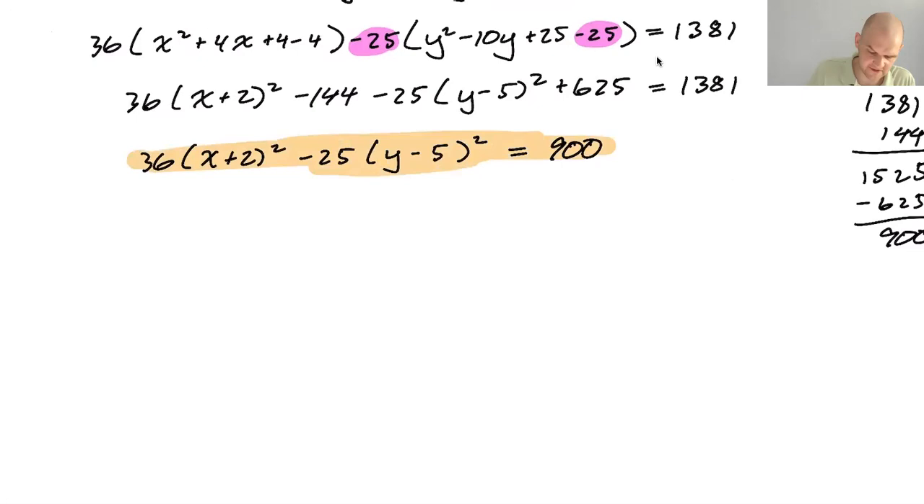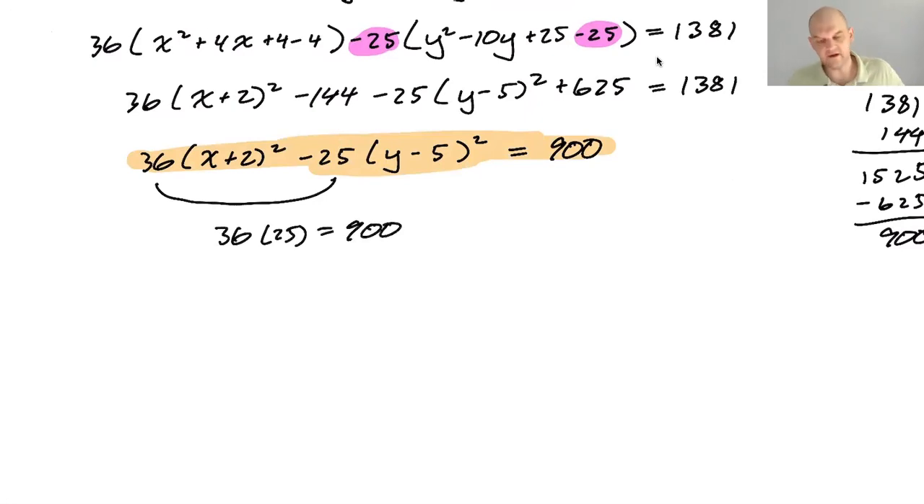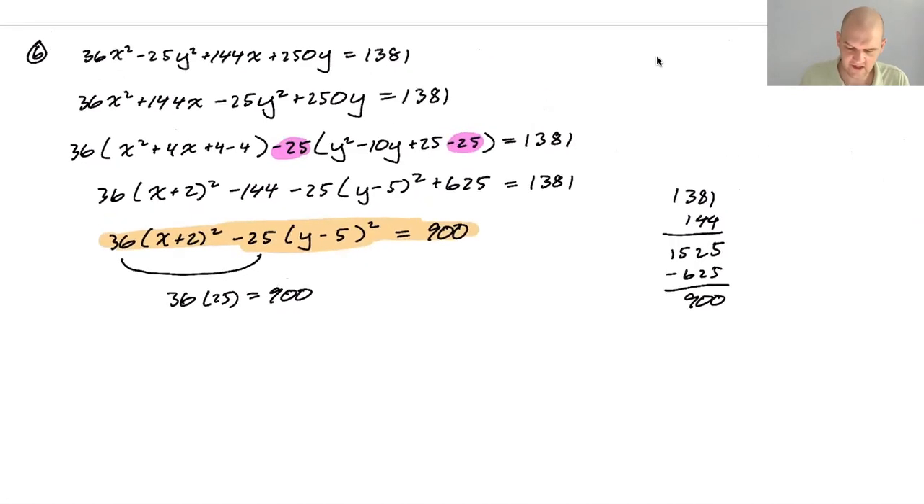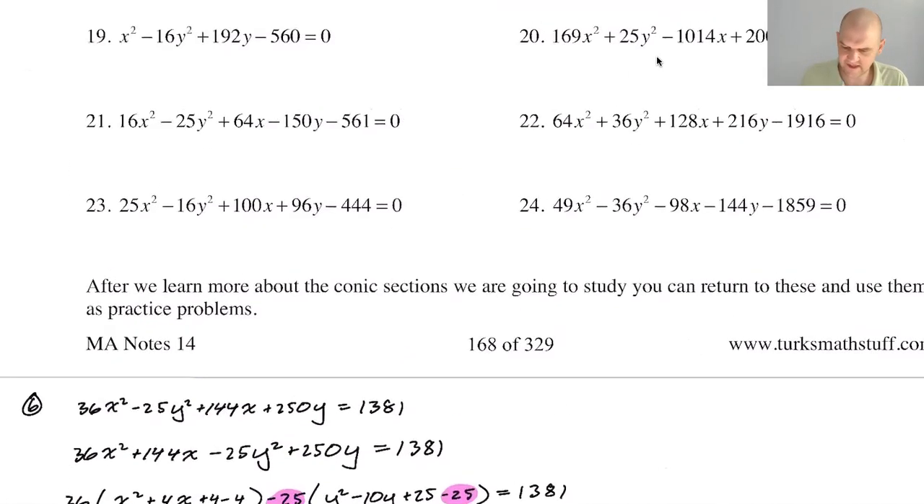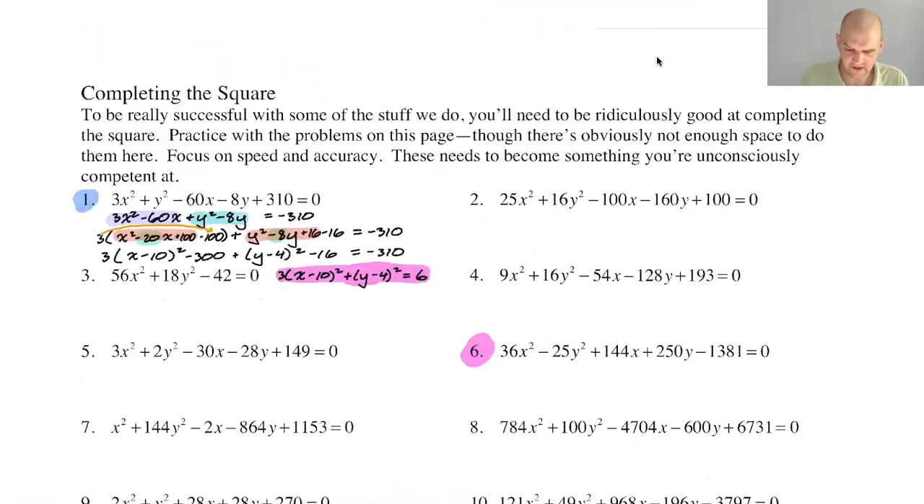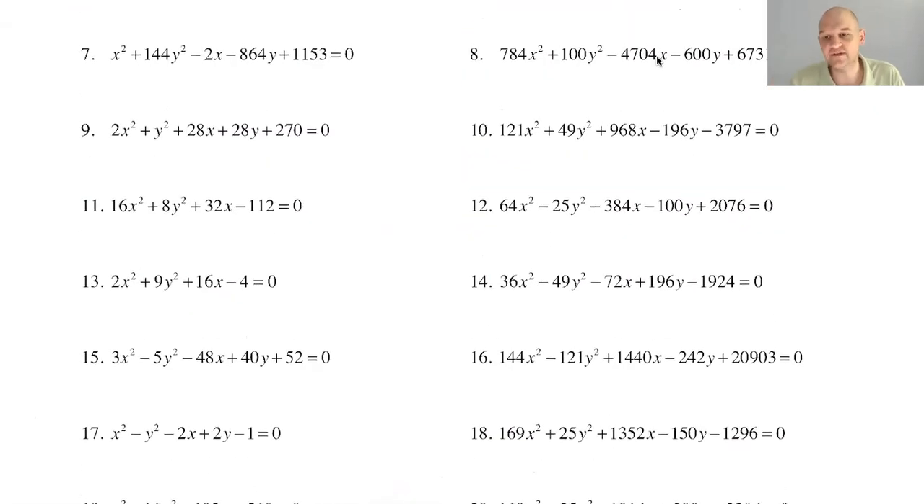Now, one thing you might notice is that 36 times 25 is in fact 900. And that's not really a coincidence, but it's kind of a coincidence. So I'm going to stop here. There are definitely other videos of completing the square. Let me just show you really briefly how you can use your calculator to do them so that you can check all of your answers.